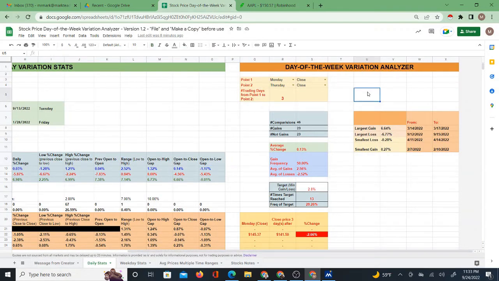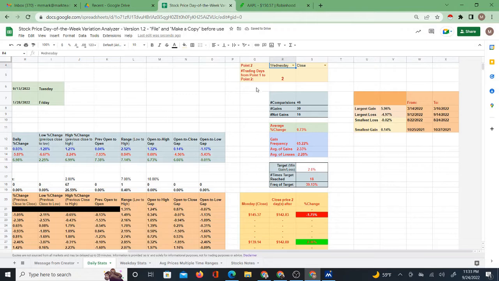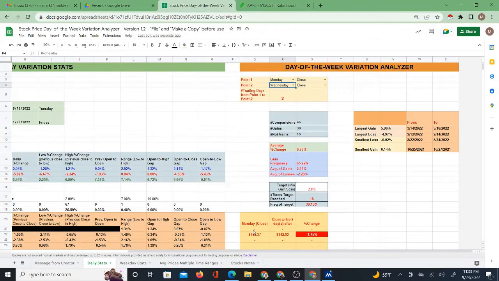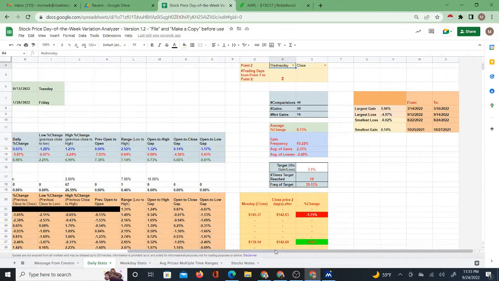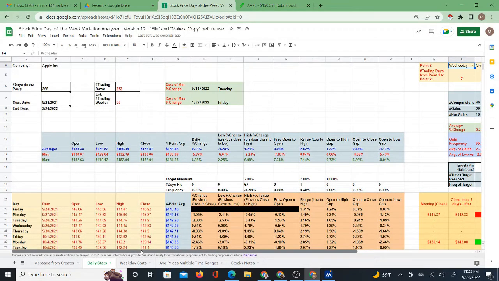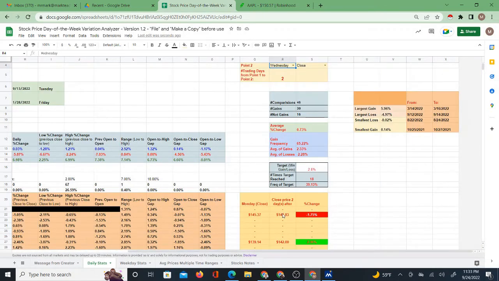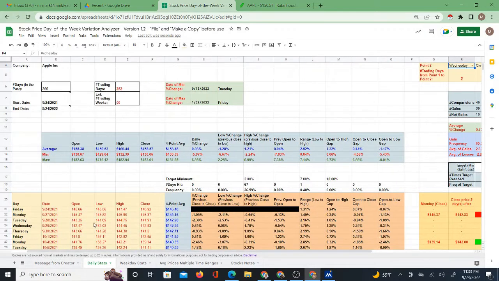Now, this part I'm not going to go over in detail in this video, but I'm just going to mention it briefly. You can pick two different points in the week. For instance, Monday close versus Thursday close, or Monday close versus Wednesday close. Every single Monday, it will pull up the closing price. And then for each of those Mondays, it will find the following Wednesday and pull that closing price in here as well. So you can see this Monday closing price, 145.37.